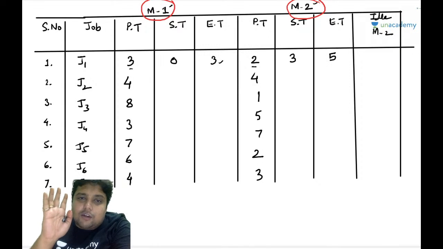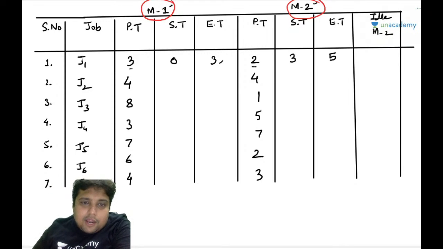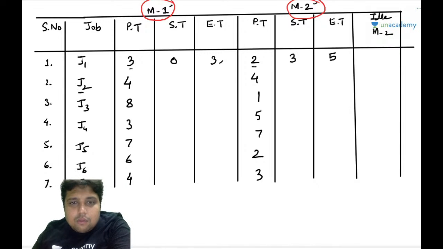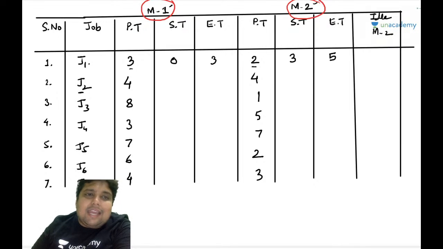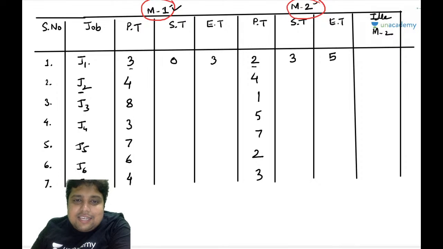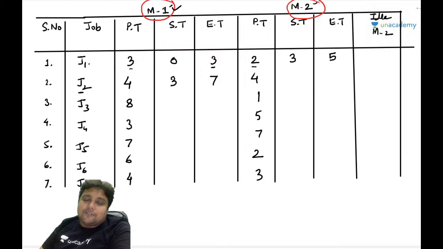I hope this is clear to each and every one of you. Now guys, remember job 2. Come to job 2. Job 1 got completed on machine 1 on the third minute, so on the third minute machine 1 is empty. I can start processing any other job on machine 1 when job 1 is over and machine 1 is empty. So I will start job 2 on machine 1 on the third minute, and after 4 minutes it will end on 7 minutes.